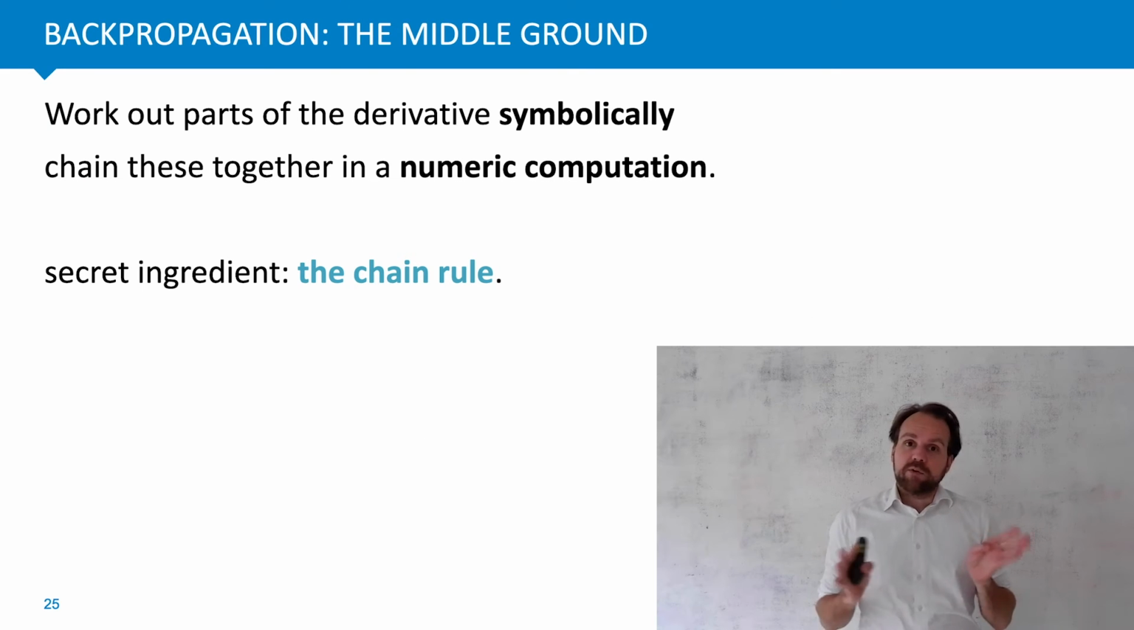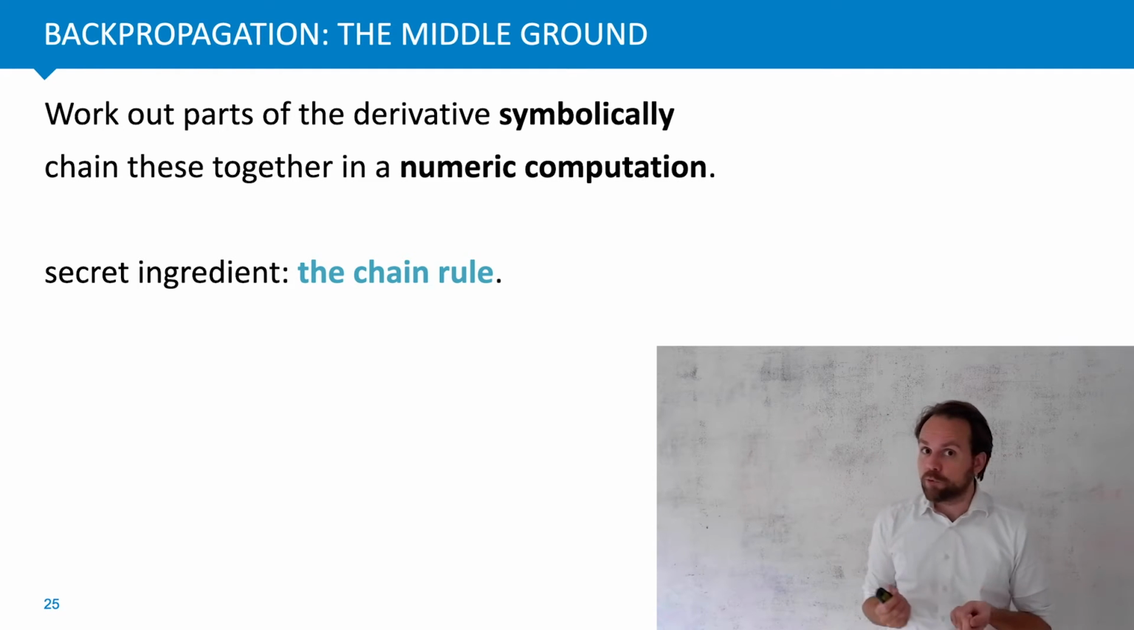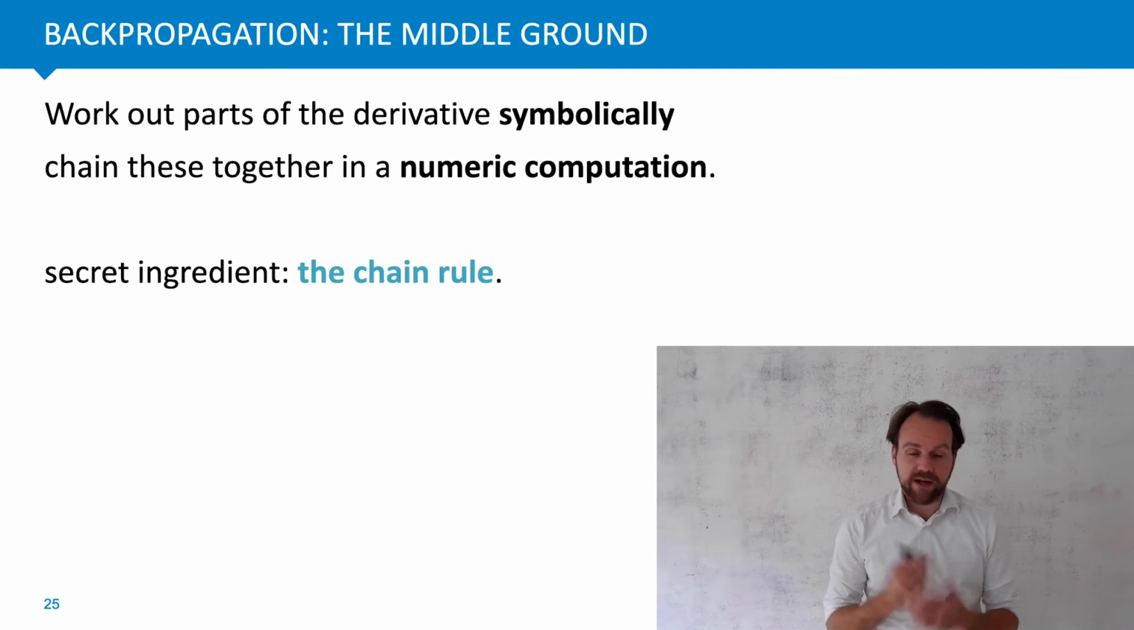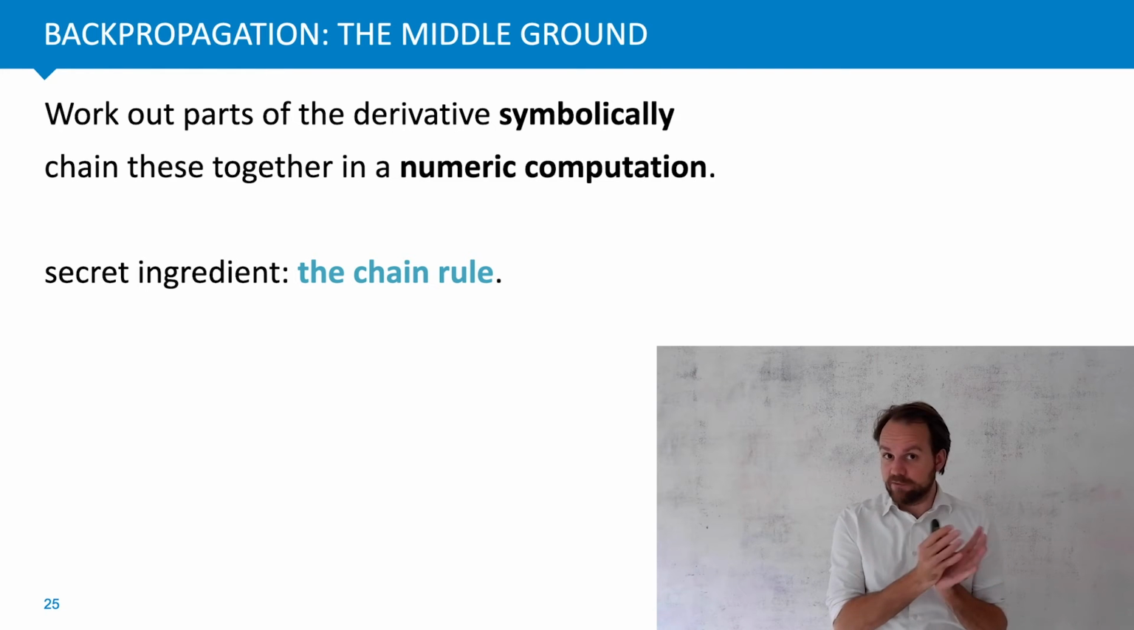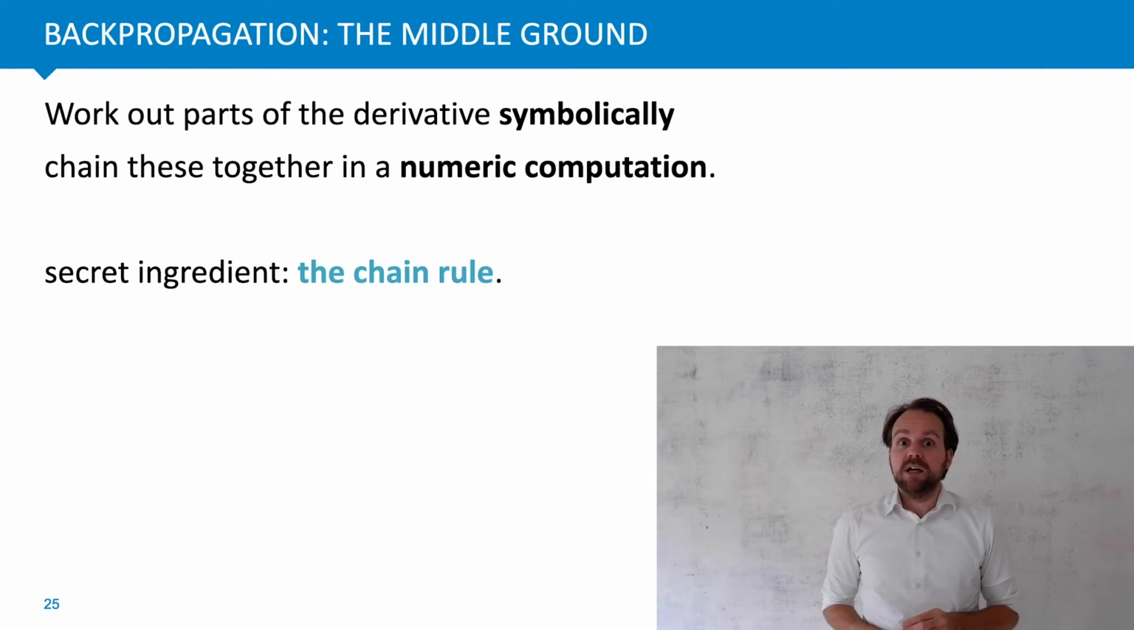So what we need is a middle ground between these two approaches, something that cleverly combines symbolic and numeric approximations of the gradient. And that is backpropagation. The secret ingredient for backpropagation is the chain rule, which is a very simple rule in calculus, in working out derivatives. So you should know it already, but because backpropagation is basically the heart of deep learning and the chain rule is the heart of backpropagation, we'll look into it with a little bit more detail.